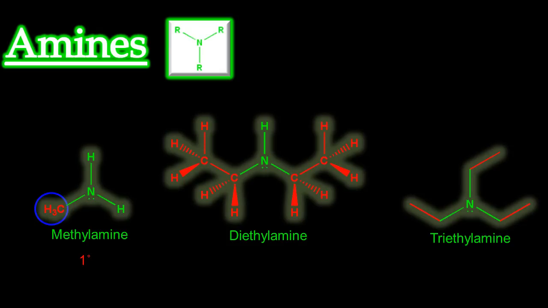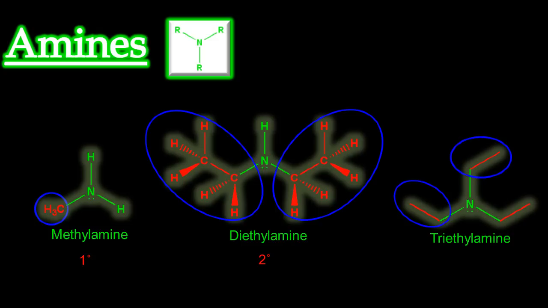Specific examples of amine-containing organic compounds include methylamine, which features one carbon-containing group and two hydrogens, making methylamine a primary amine. Diethylamine features a central nitrogen bonded to a single hydrogen and to two ethyl groups. Diethylamine is considered to be a secondary amine. Triethylamine is similar to diethylamine, except it features a central nitrogen bonded to three ethyl groups, rendering this amine a tertiary amine.